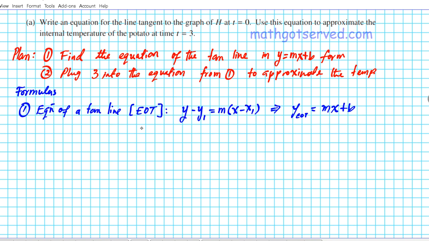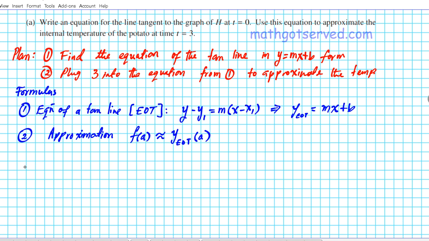Alrighty? Okay. And then part 2, if you want to approximate the function, approximation of f of a can be done using the equation of the tangent line, okay? Y EOT at that value that you're estimating, okay? Some textbooks make use of the terminology linearization. So the idea is that the closer you are to the point of tangency, you have a greater similarity between the function itself and the tangent line. Alrighty? Okay, now let's go ahead and get started.